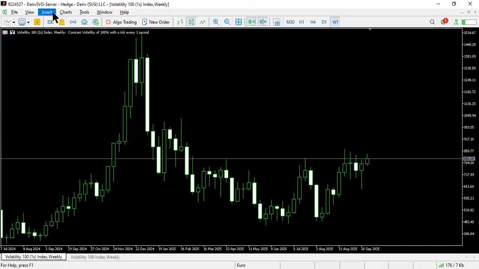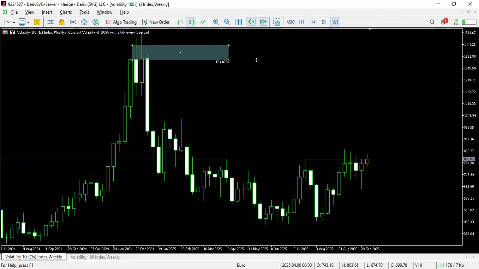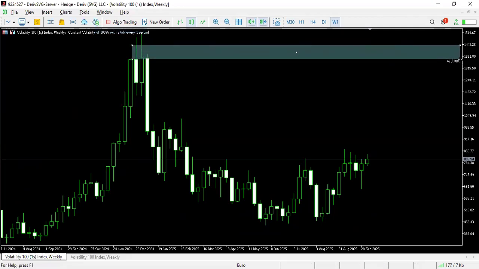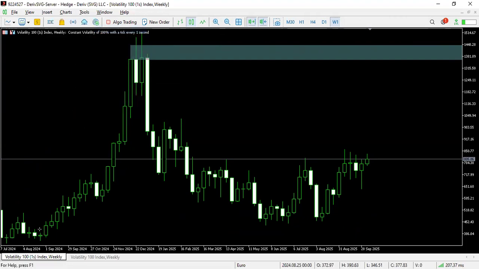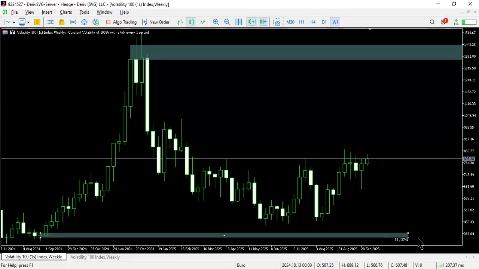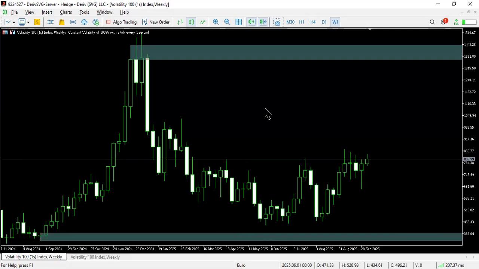marking off supply and demand zones. So we have a supply zone there. And then we have a demand down here. So that is all from the weekly time frame.